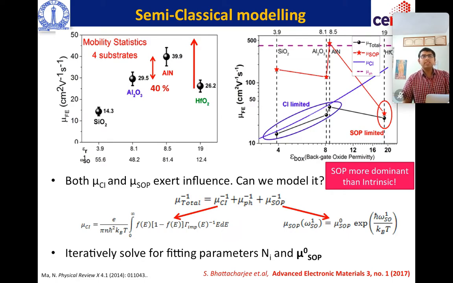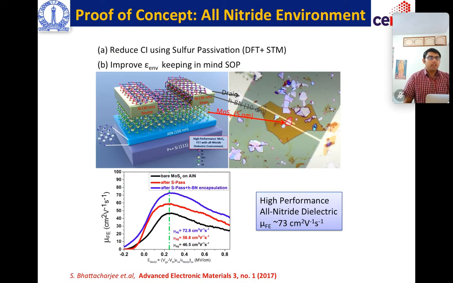This results in substantially lower surface optical phonon scattering in MoS2 FETs, which directly influences the mobility of charge carriers in the transistors. Finally, leveraging these insights, high-performance sulfur-passivated MoS2 FETs with an optimum all-nitride dielectric environment, having field effect mobilities of 72.8 centimeters squared per volt second, are demonstrated.